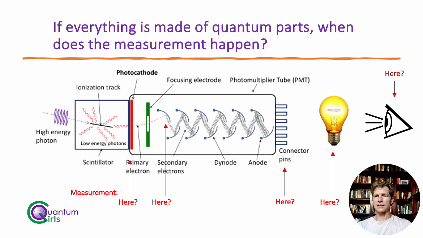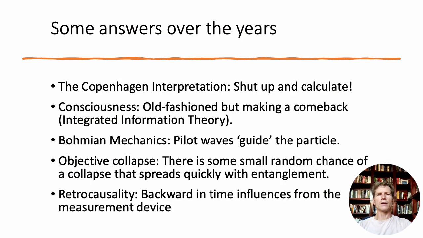Then the final question, is it here? Is it somehow in our eye or in our brain that this collapse happens? Again, our eyes and our brains are composed of lots of particles, so there just doesn't seem to be any exact point that the science would tell us that it's changed from a probability to an actual result. So here are a few of the answers that have come in over the years.